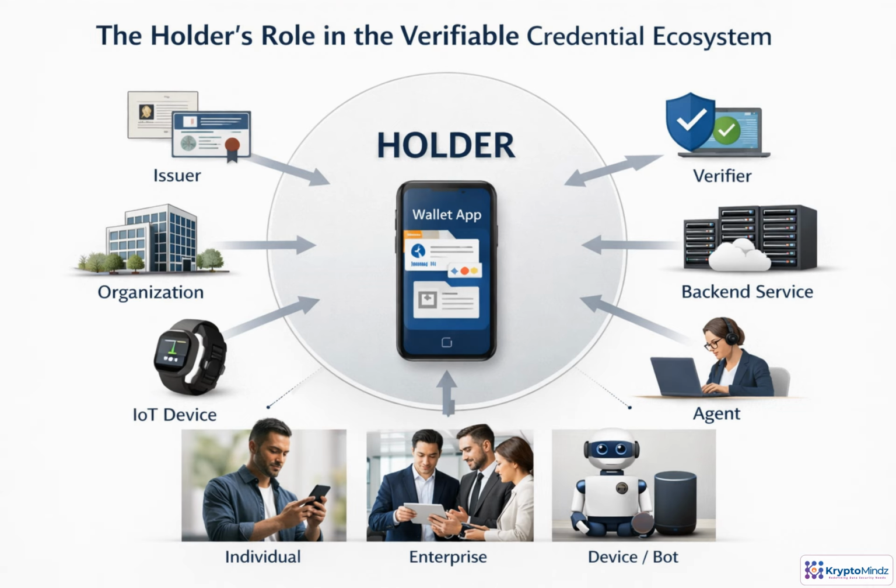The holder sits between receiving a credential and proving something with it. An issuer provides a verifiable credential, the holder stores it in a wallet, and later chooses what to present to a verifier. That holder might be a person, an enterprise system, a device, or an agent. The central idea is consent and control. Share the full credential, selected claims, or a privacy-preserving proof, depending on the situation.